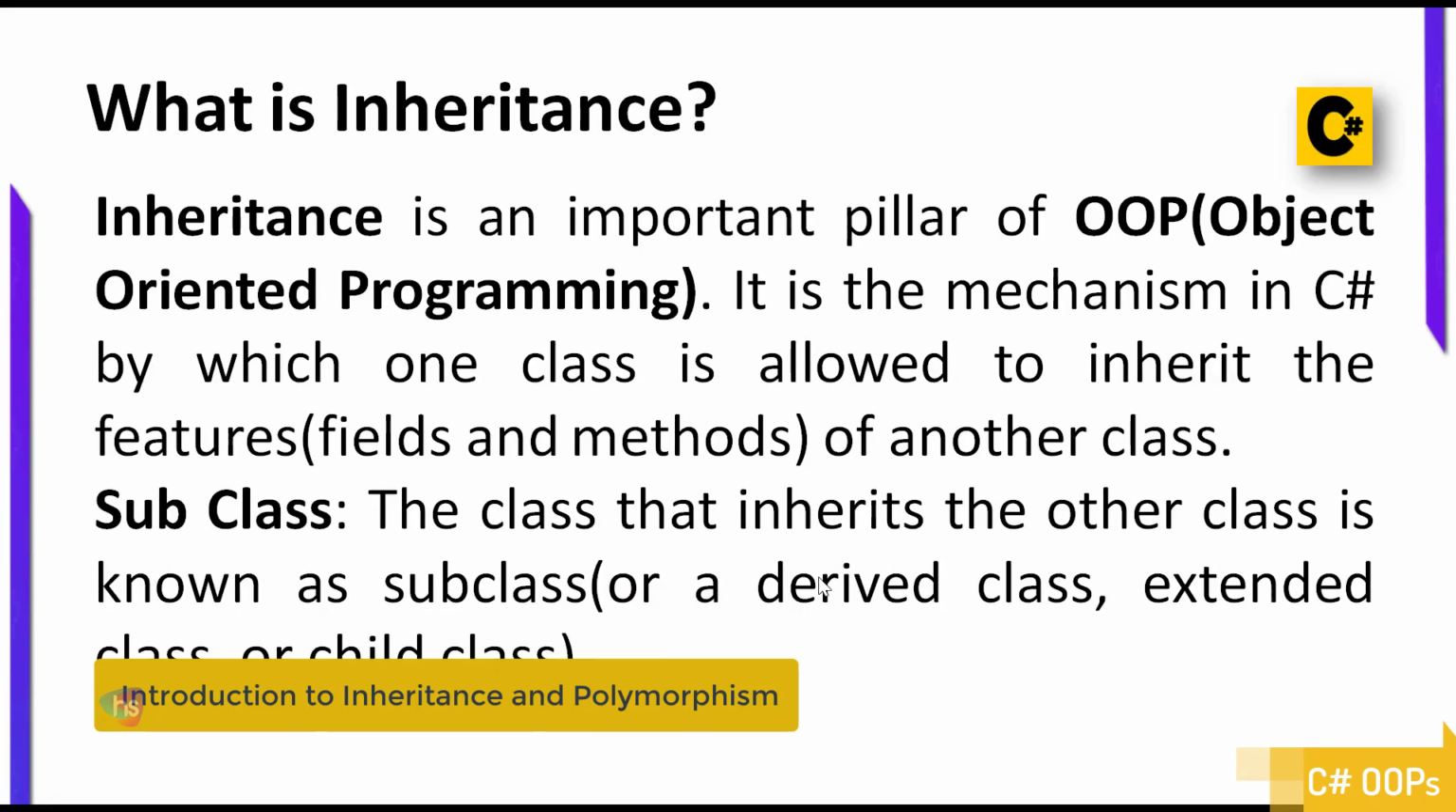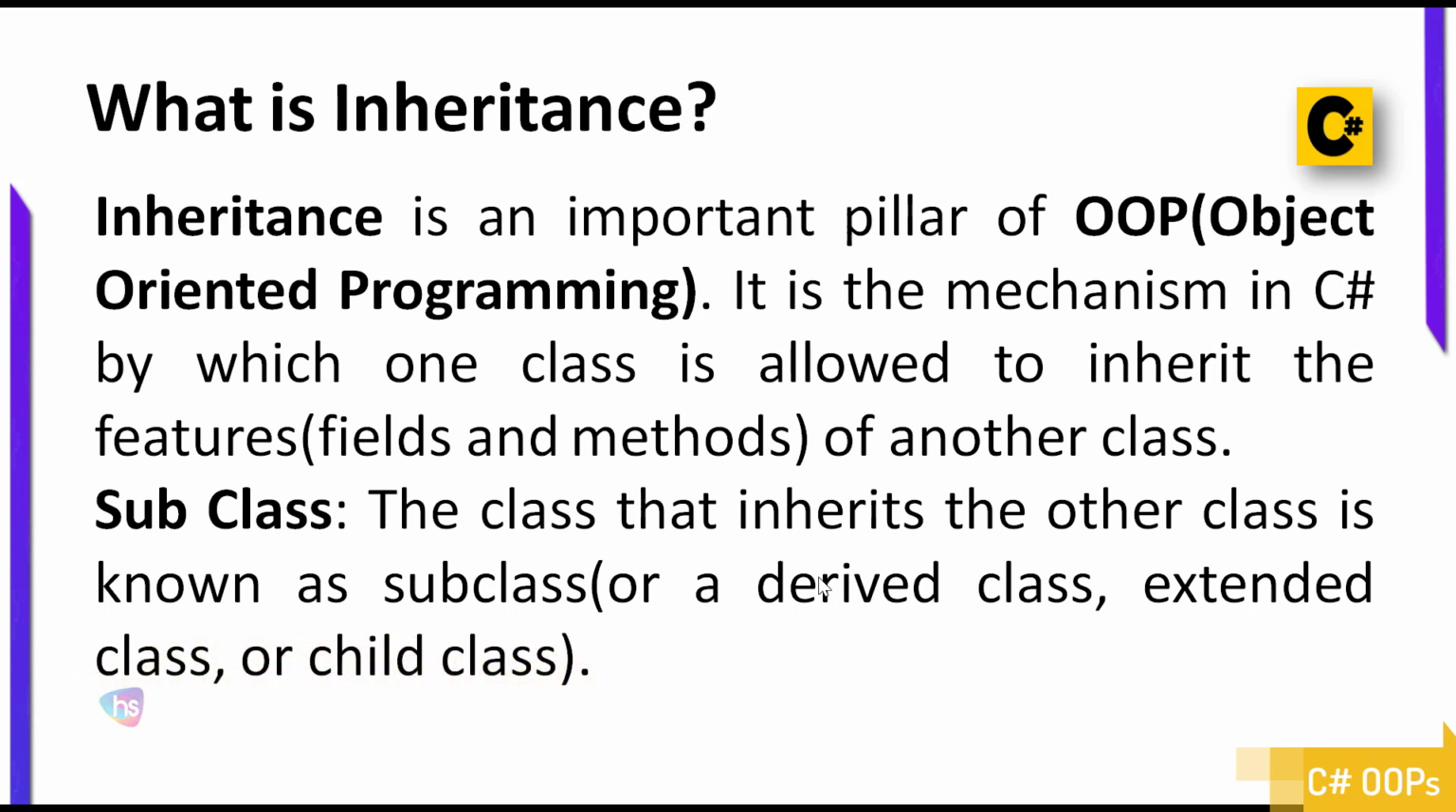What is inheritance? Why do we require inheritance in object-oriented programming? In programming, we use inheritance. It's a very important pillar. It is one of the concepts we need for extending our program, which already exists. We want to extend the program by inheriting from a parent class to a child class. We use this concept. It is the mechanism in C# by which one class is allowed to inherit the features, like fields and methods, of another class.